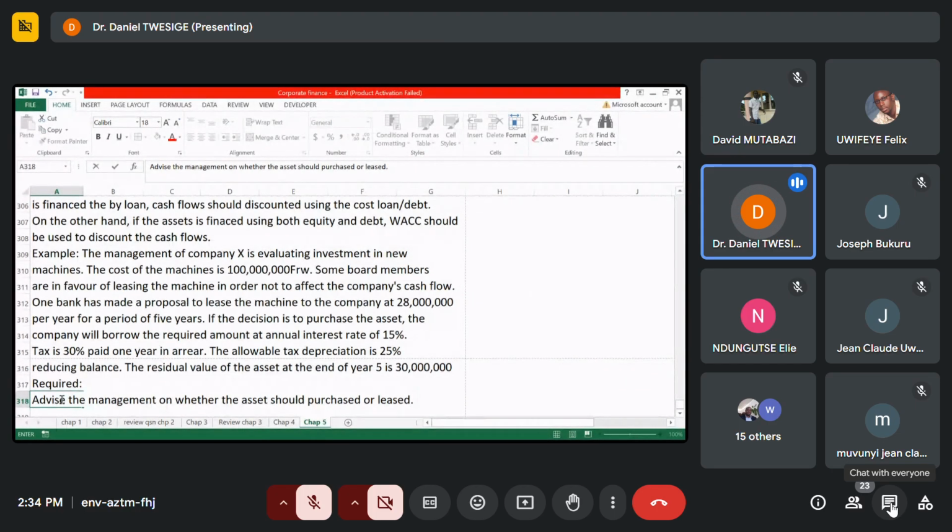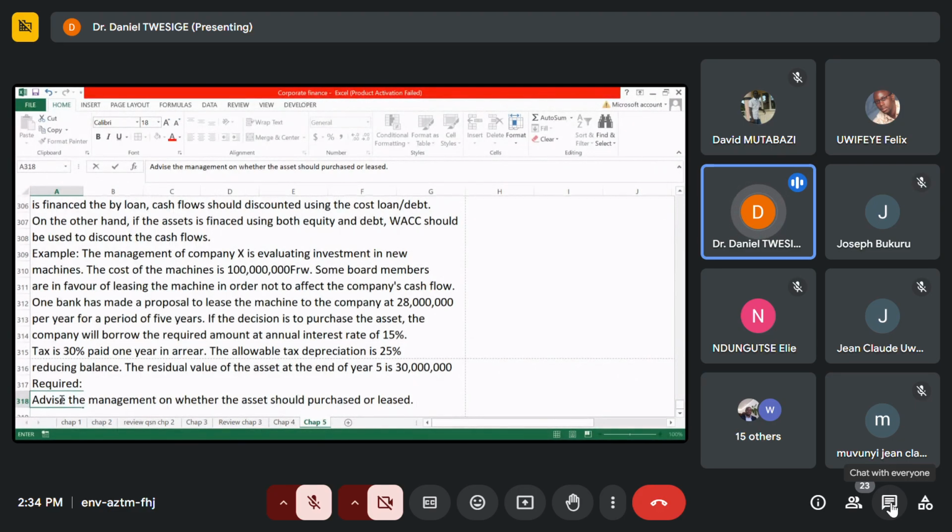So let's look at this simple one. Excuse me, there is some information I've missed. I'm missing information regarding leasing. I think it is there. It says the management of the company is evaluating investment in new machines.